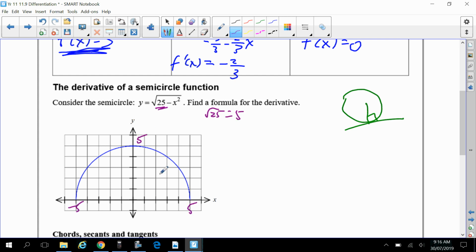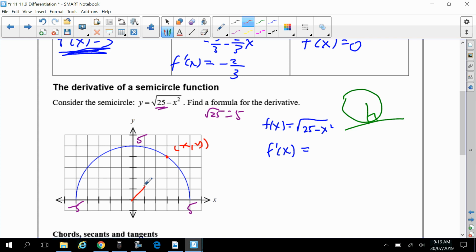Okay, cool. Find the formula for the derivative. So if f of x is this thing, what's f dash of x? That looks so complicated, but you will see it's actually quite easy. Watch this. We start off with a point (x, y), right? A general point, because the gradient function, the derivative, calculates the gradient at any point. So we have to start with a general point.